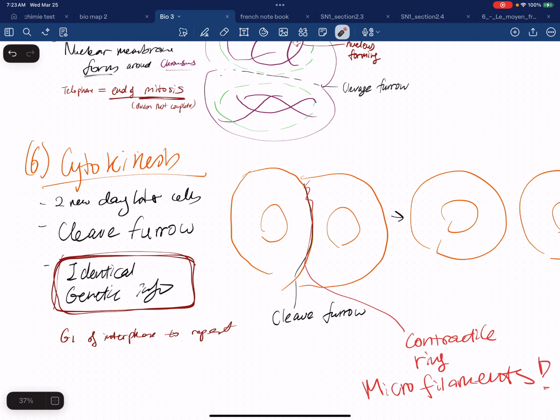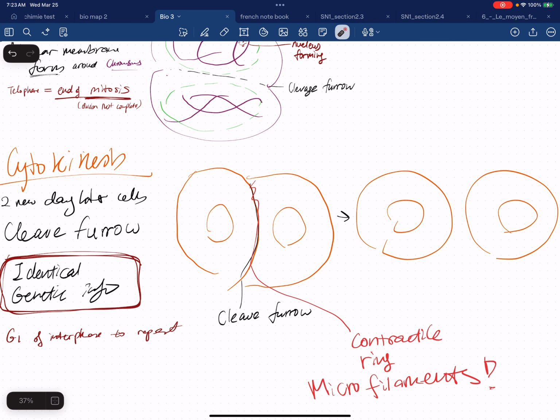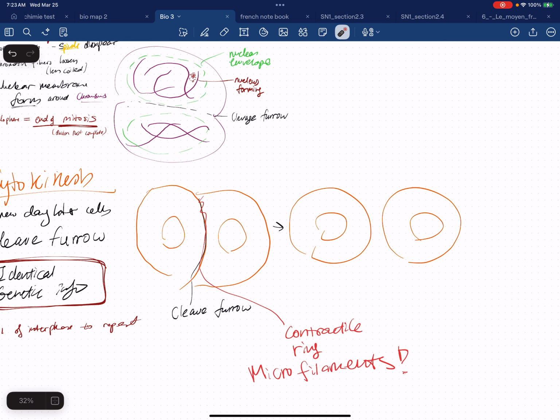Cytokinesis is the final cutting of the two daughter cells. That will leave a cleavage furrow, and these have identical genetic information in them. It's a contractile ring of microfilaments that are going to cut them. And I think there was myosin as well. Actins and myosins, proteins. Either way, there's a microfilament that is going to cut it.